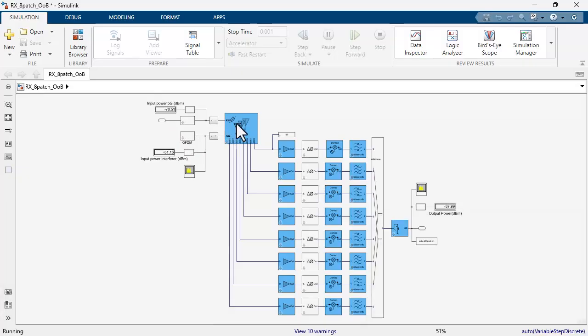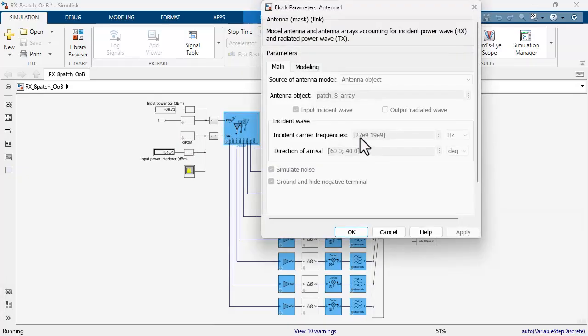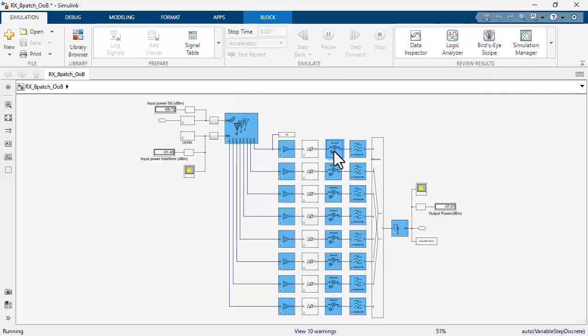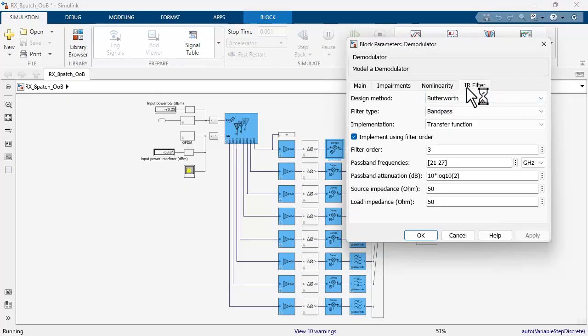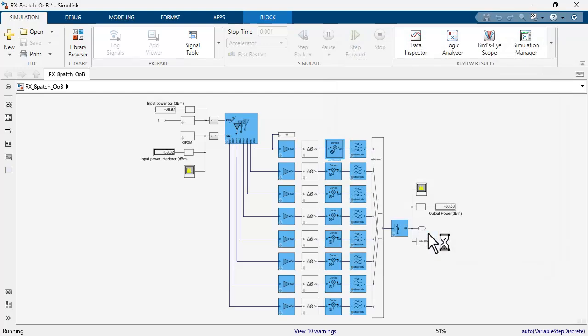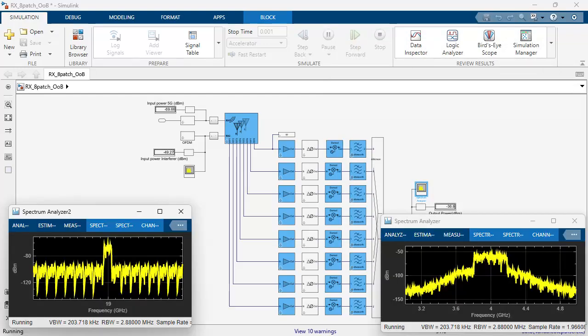The antenna array has two input frequencies and two directions of arrival, one for the desired signal and one for the interfering signal. If you look at our demodulator, we can see that we insert an image rejection filter. It is a simple Butterworth filter of third order with very large bandwidth, so its rejection at 19 GHz will be limited. This is just an example. On the left-hand side, we see the spectrum of the interfering signal, and on the right-hand side, we see the spectrum of the received signal, the combination of the desired plus interfering signal.